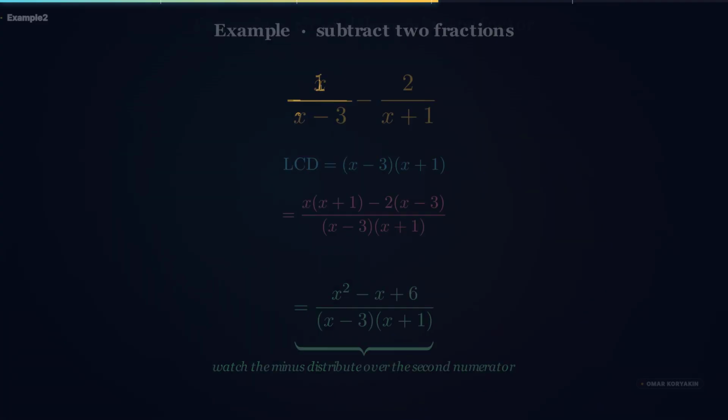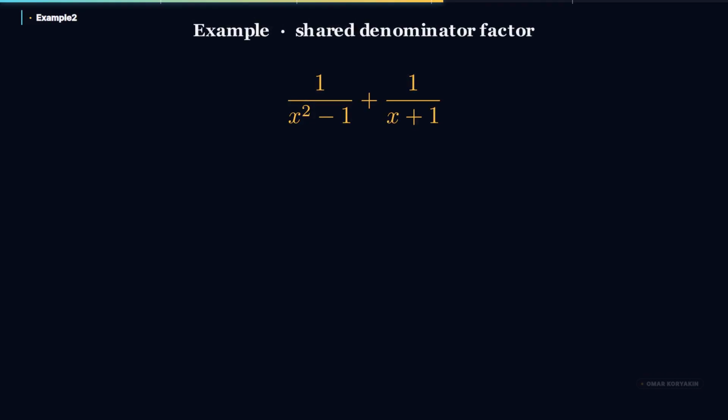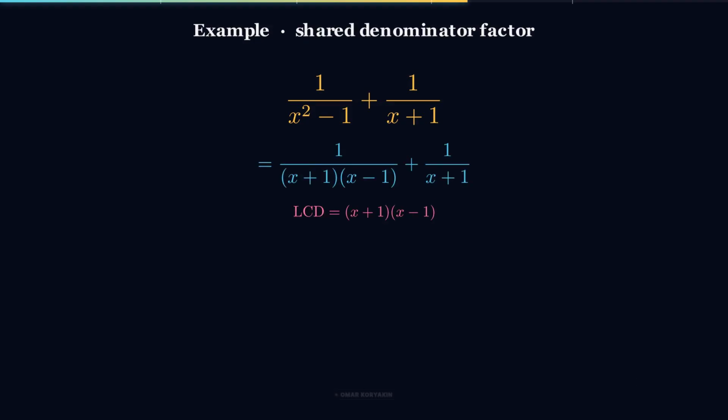Example 2. Add 1 over x squared minus 1 plus 1 over x plus 1. The first denominator is a difference of squares. The second is one of the factors of the first. Factor the first denominator. x squared minus 1 equals x plus 1 times x minus 1. Now compare to the second denominator, which is just x plus 1. The LCD is x plus 1 times x minus 1, taking the factor x plus 1 only once because that is its highest power across both denominators.